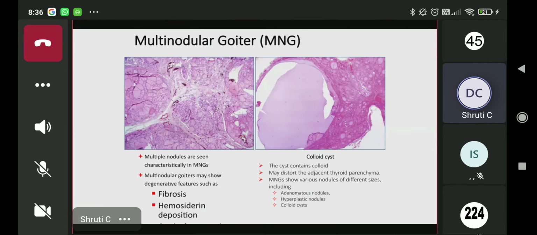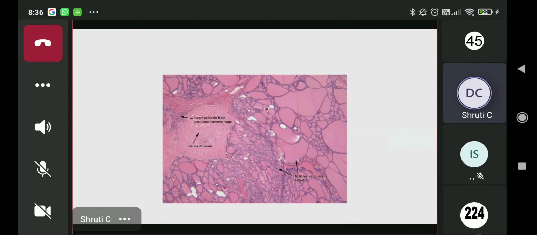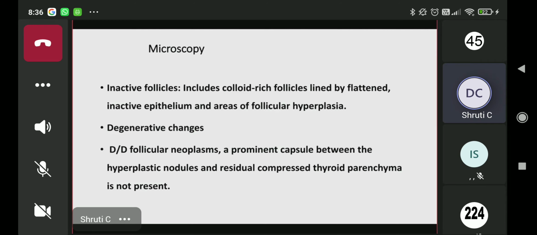In the microscopy, multiple nodules are seen. This is one nodule, another nodule, and they have variably sized follicles. Some follicles may grow and be filled with colloid, leading to the formation of colloid cyst. And sometimes there is fibrosis also. These are variably sized follicles, and here in this picture you can see there is fibrosis, right? Okay.